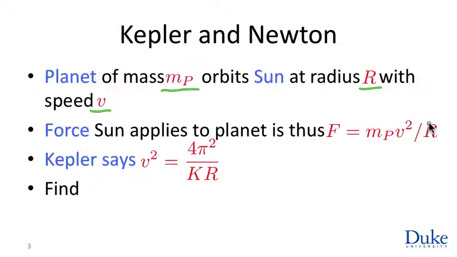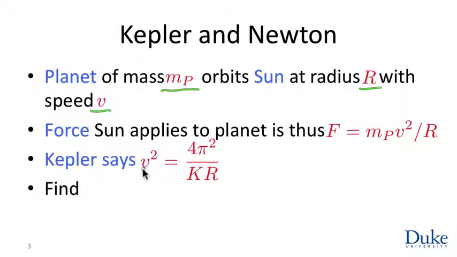Now, 2 clips ago, when we studied Kepler's laws, we found that in fact, for any planet that orbits the sun, there is a relation between v and r that is independent of which planet you are considering. For all of the planets, the square of their speed, v squared, is 4 pi squared divided by this interesting constant that I called k for Kepler, times the radius of the planet's orbit.